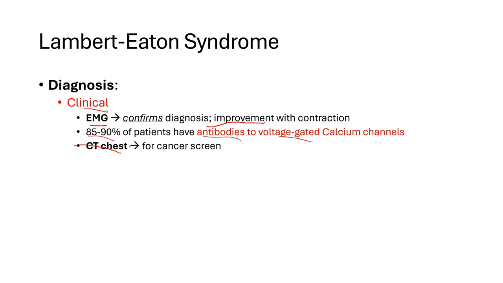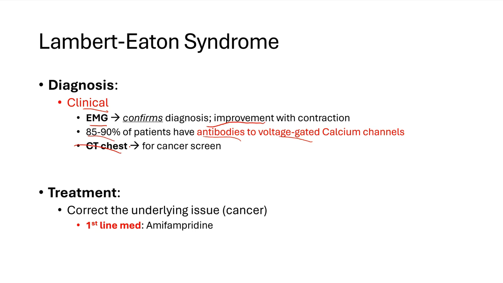Now, the treatment is going to be very straightforward. Because of the fact that this is going to be associated with some sort of underlying cause, the treatment is going to be to correct that underlying cause. Small cell lung cancer, typically treated with chemotherapy. If you were to have to choose a medication, your first line medication would be amifampridine. And the reason it's this medication that I cannot pronounce is because this increases the presynaptic calcium influx. And when we increase that calcium influx, what are we doing? We're increasing acetylcholine release and thus causing more action potentials to be generated.